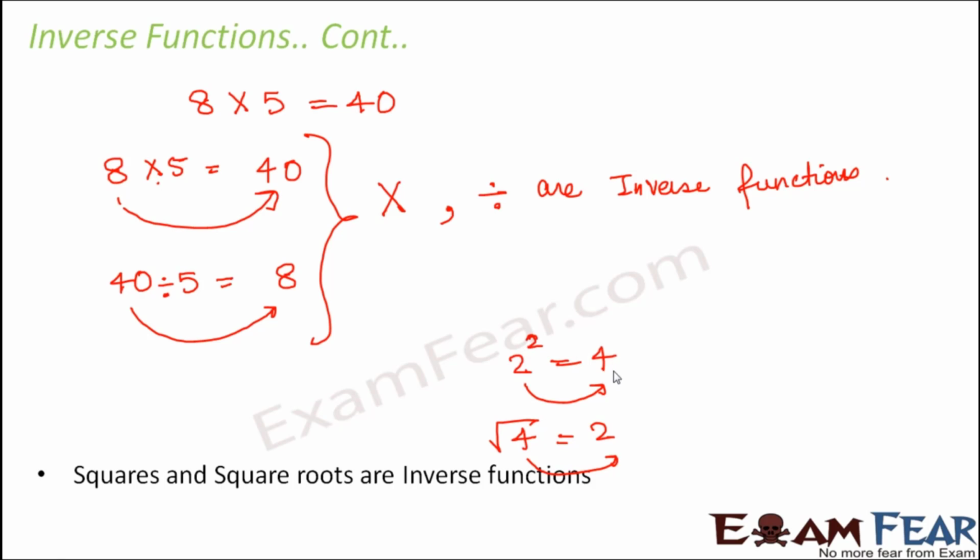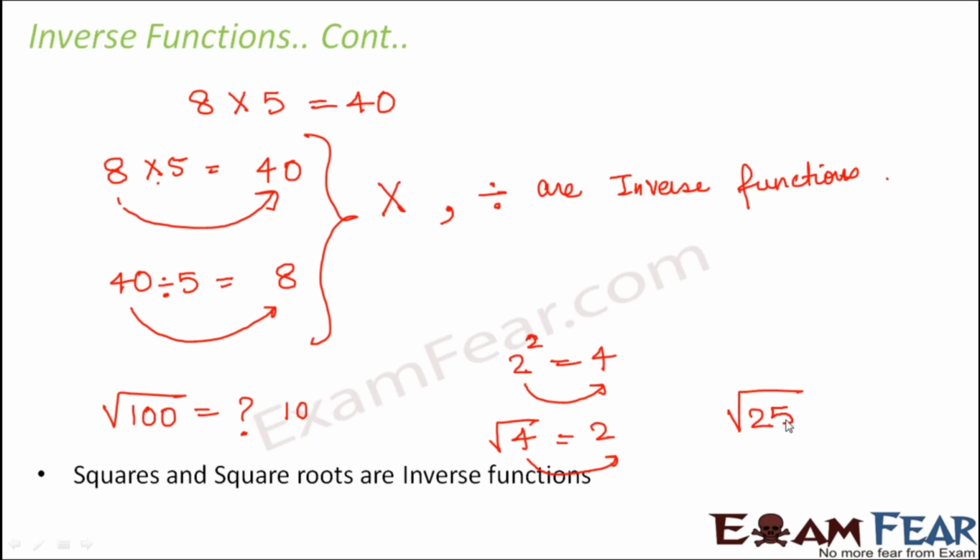So when you say 2 square is equal to 4, that actually means that square root of 4 is equal to 2. The square root of any number is that number which when multiplied by itself gives you the other number. For example, what is the square root of 100? It should be that number which when multiplied by itself gives you 100. That number is 10, because 10 into 10 gives you 100.